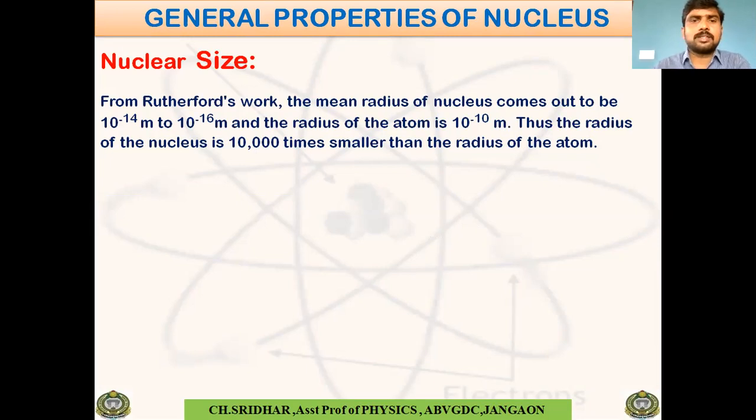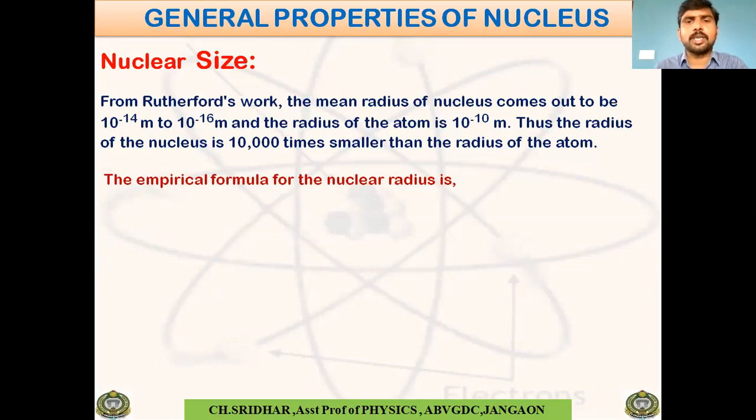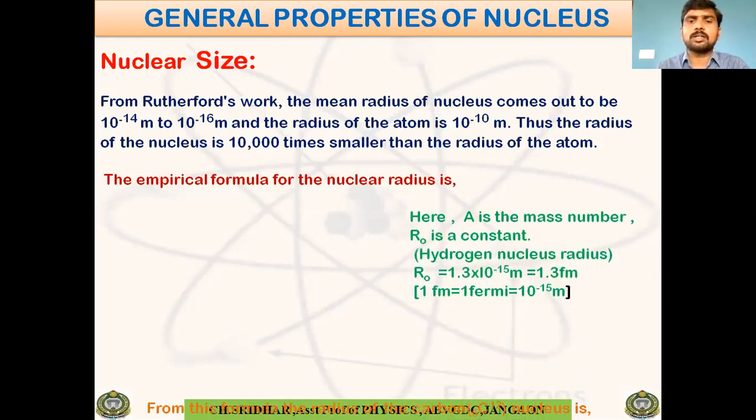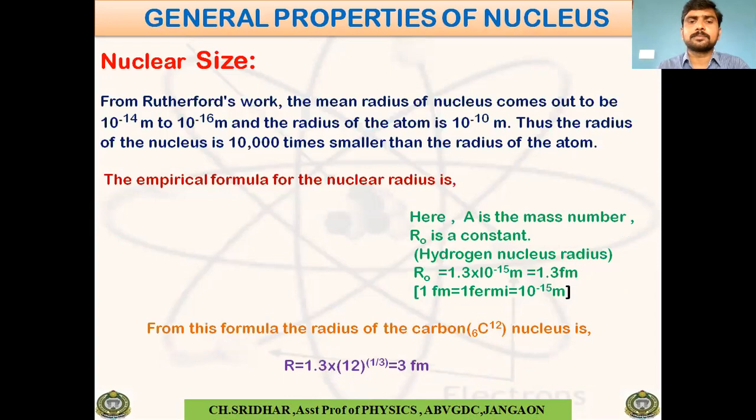So the radius of the nucleus is of the order of 10 to the power of minus 14 meters to 10 to the power of minus 16 meters, and 10 to the power of minus 15 meters is referred to as 1 Fermi. So the empirical formula for the nuclear radius is given as R is equal to R naught into A power 1 by 3. So this is the formula.